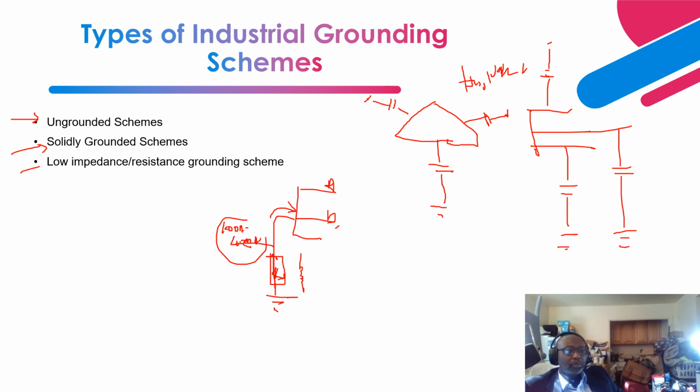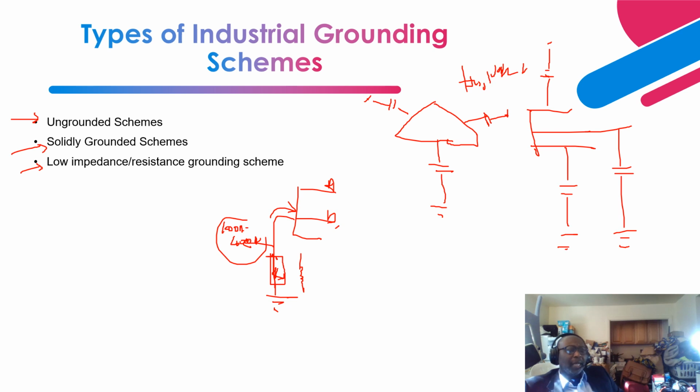For industrial facilities, you hardly find high impedance grounding schemes, because most of the high impedance schemes are mostly in the generation facilities.